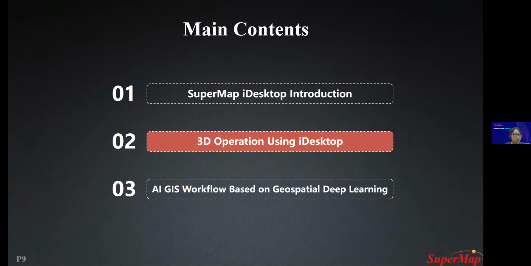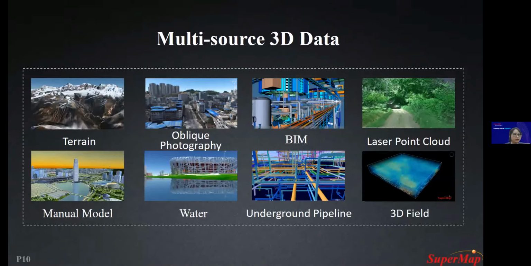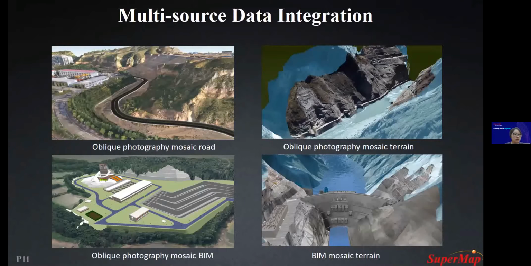Next, we are going to demonstrate how 3D and AI work in iDesktop. Let's first take a look at 3D operation using iDesktop. Firstly, let's see what kinds of 3D data can be supported in SuperMap iDesktop. There are terrain data, oblique photogrammetry, BIM, point cloud, and manual models, and so on. All these models can also be integrated in SuperMap iDesktop.